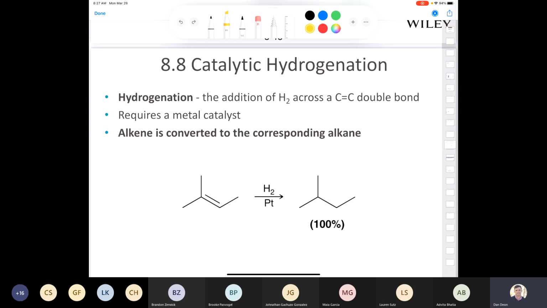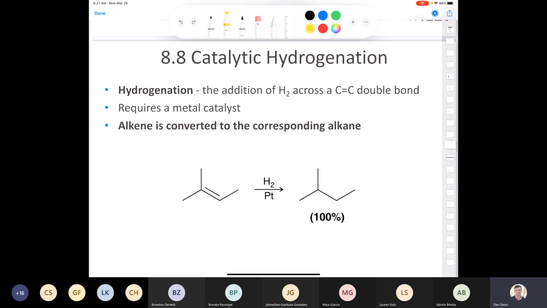So we covered section 8.7, which deals with hydroboration oxidation. Let's move on and talk about section 8.8, which deals with catalytic hydrogenation. If we're doing hydrogenation, we're going to be using H2, and hydrogen is a highly flammable gas, but there are ways to work with it very safely. Hydrogenation is nothing more than the addition of a molecule of hydrogen across a carbon-carbon double bond. It requires a metal catalyst.